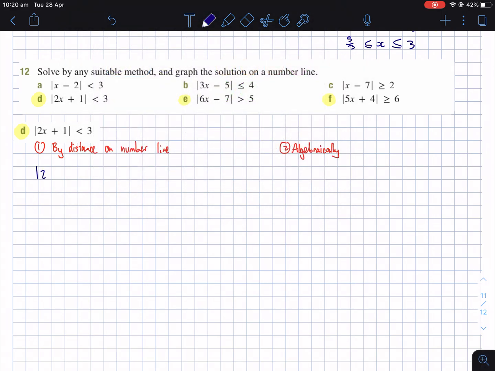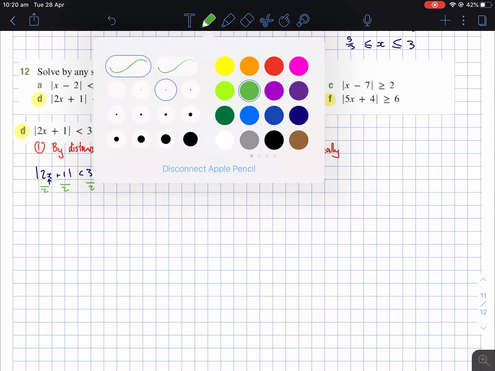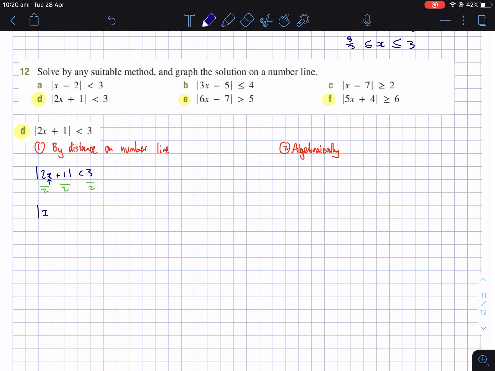If we have the absolute value of 2x plus 1 is less than 3, then, well, when I do these, I want it to just be x, so I'm going to halve everything. Like literally everything. So I've got the absolute value of x plus a half is less than 3 on 2. And now this is the same as the absolute value of x take negative a half less than 3 on 2, which means if I have a number line and I start off at negative a half, then I want to go 3 on 2 to the right and 3 on 2 to the left.